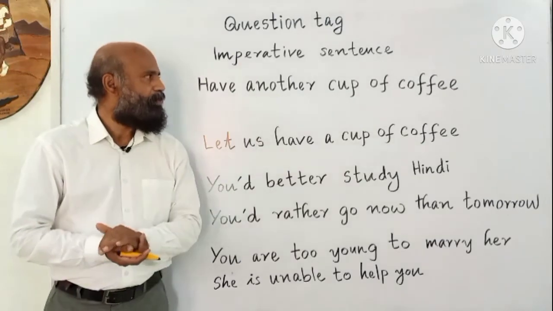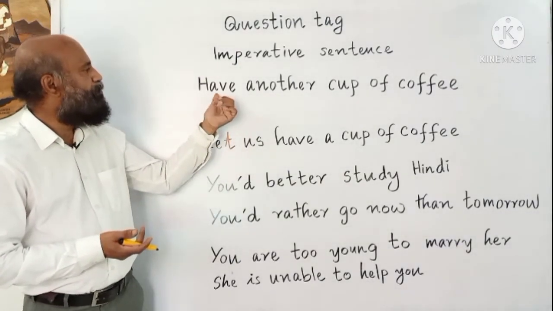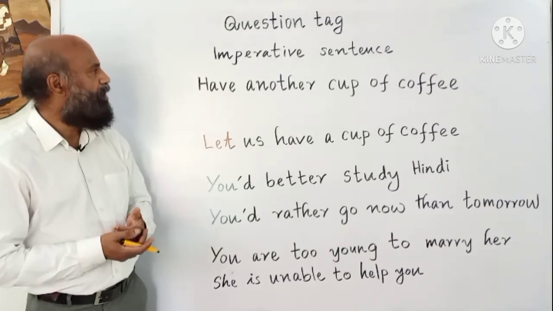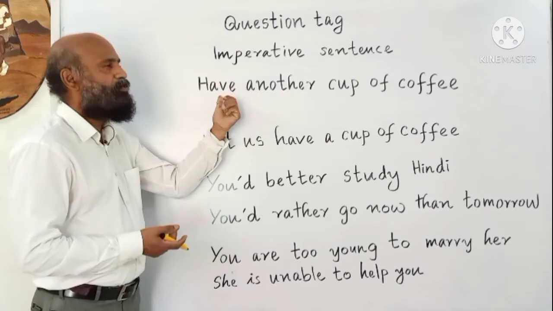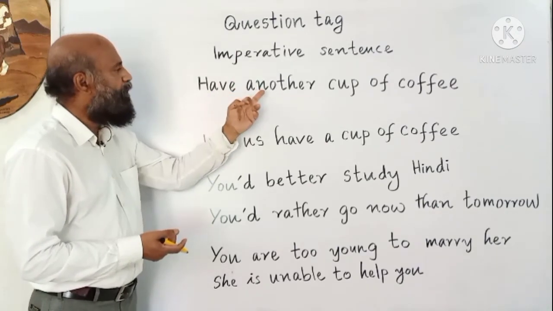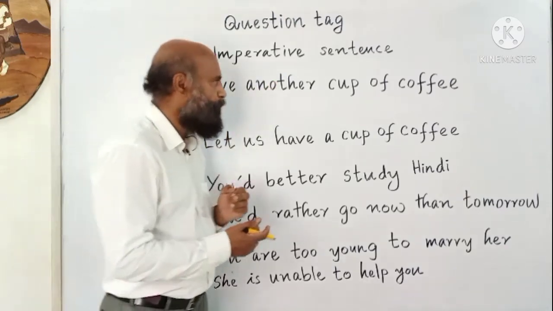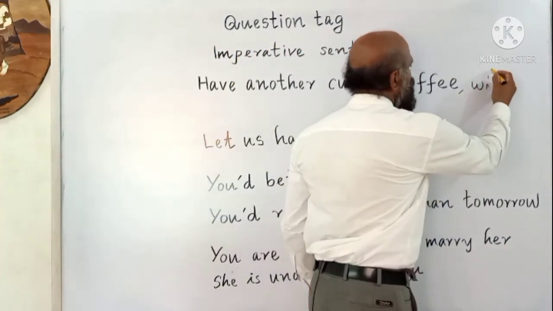Have a cup of coffee. Seeing this verb, we cannot say haven't you. It's an imperative sentence, so the imperative sentence rule is different. Have another cup of coffee. In this case, the question tag is will you.